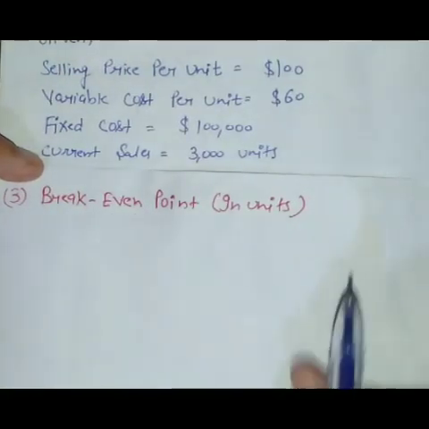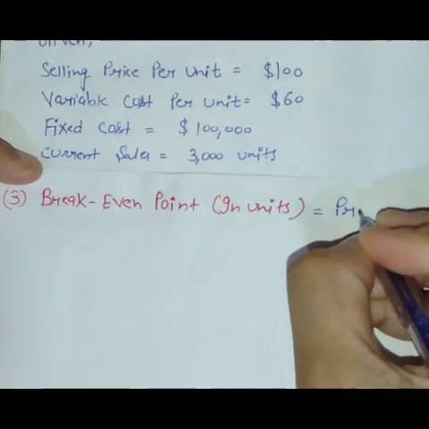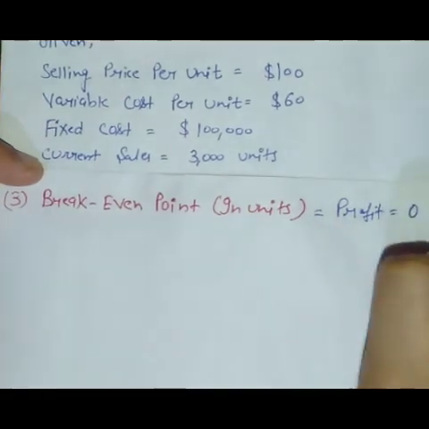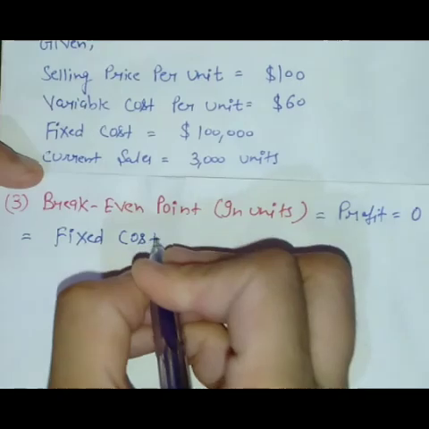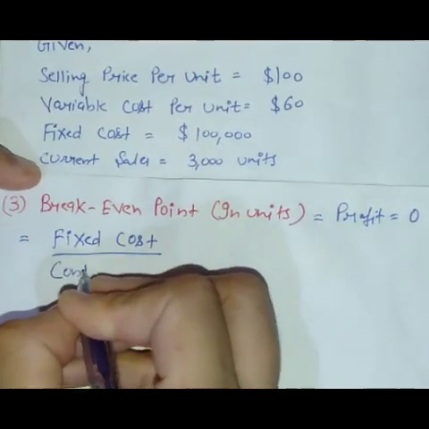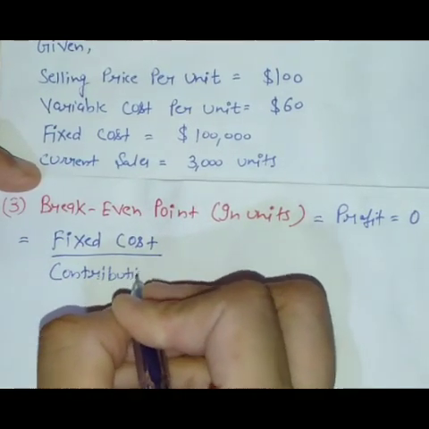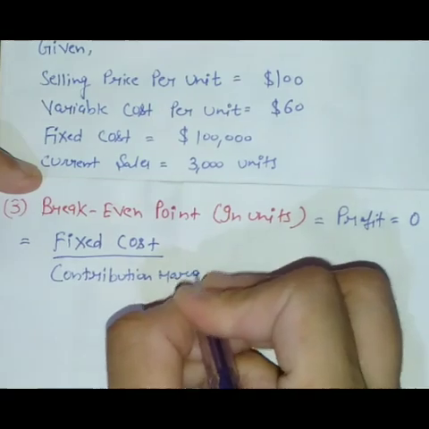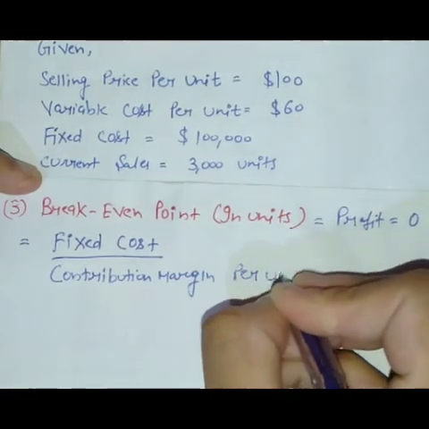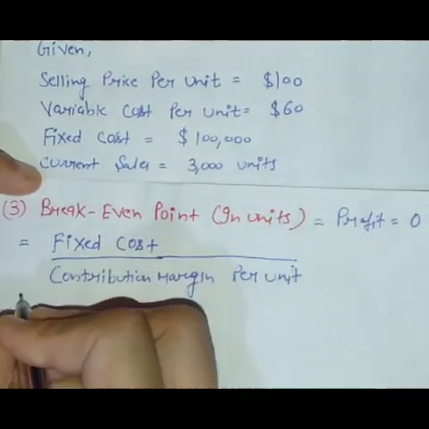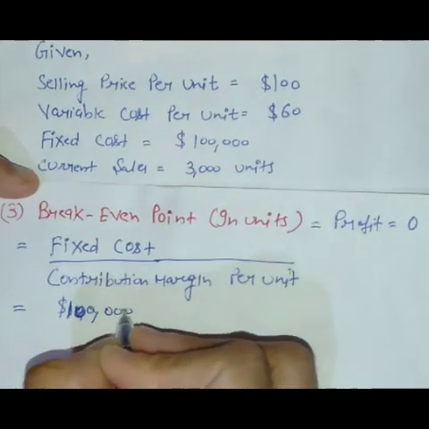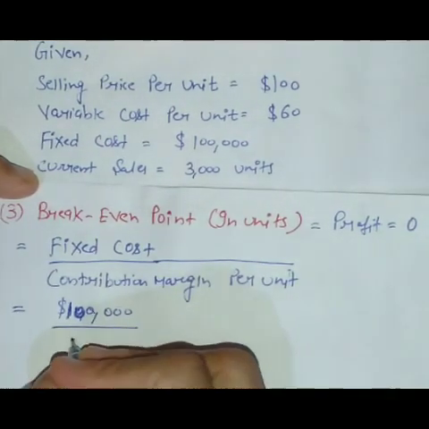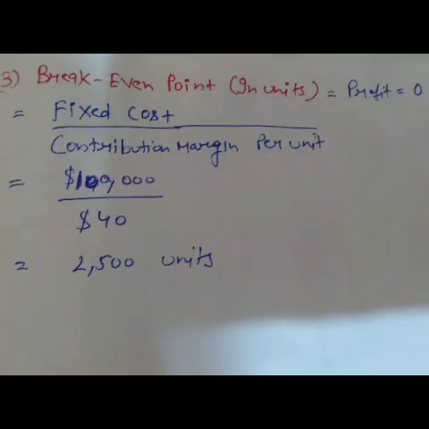Next is break-even point in units. At break-even point, profit is equal to 0. It means there will be no profit, no loss. Fixed cost is equal to contribution margin. The formula for break-even point is fixed cost upon contribution margin per unit. Fixed cost is $1 lakh. Contribution margin per unit is $40 per unit. Therefore, the break-even point will be 2500 units.